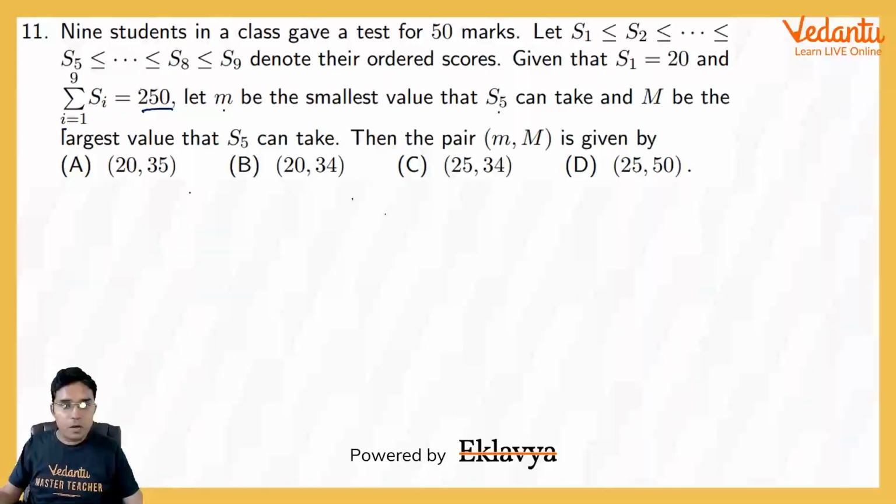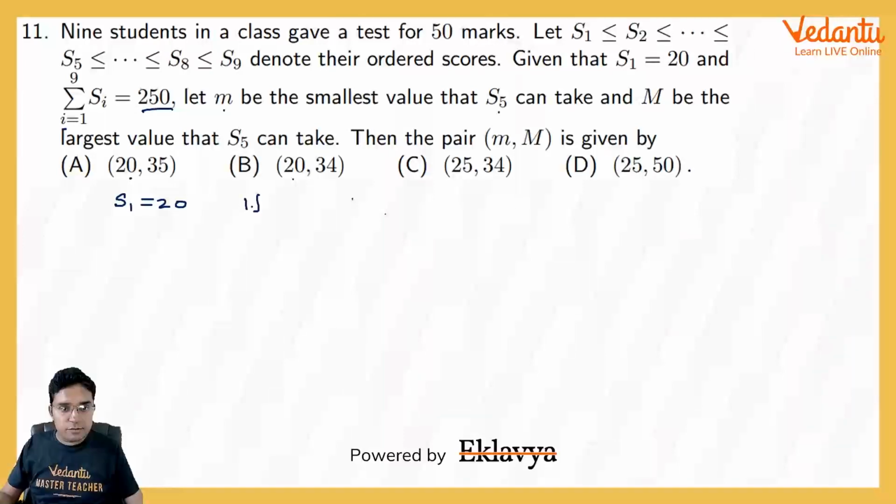Okay. Now because S1 is 20, S5 cannot take value less than 20. And we are given two such options also where small m is 20. So we should first inquire whether S5 can be 20 or not.